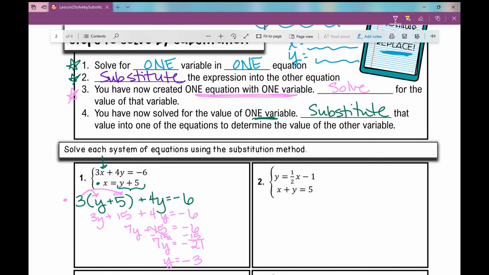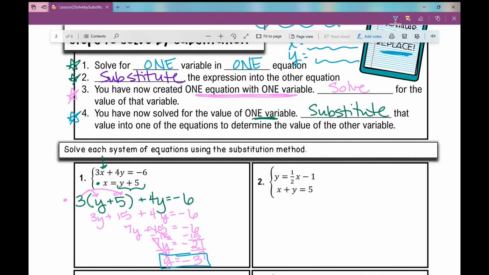If I'm solving that equation too fast for you, pause the video and write your steps in between. Some students really like to show I'm dividing by 7. Okay, so now I get y equals negative 3. This is the value of your y variable. This is the solution, okay? That's the y value. So now we're at step 4. You've now solved for the value of one variable. We're going to take that value and substitute into any one of these equations.